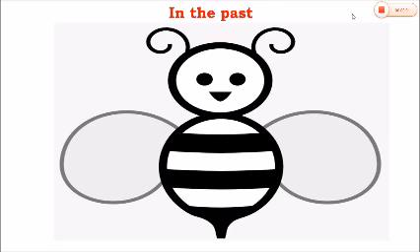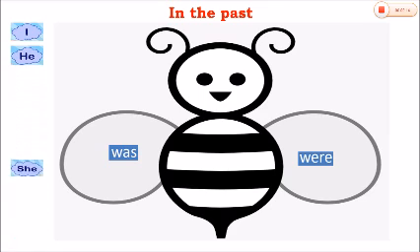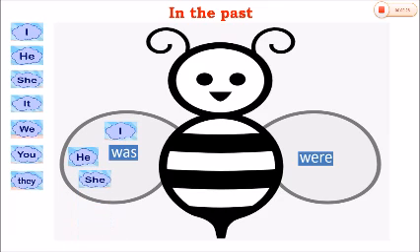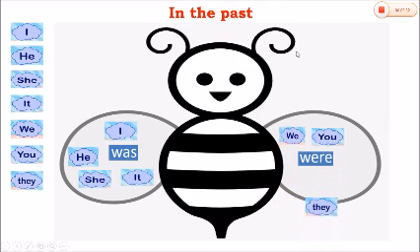What happened in the past? Am left the house. Is became was, and are became were. What happened with the guests? I went to live with was. And was also took he, she, and it. What about were? Were took we, you, and they.